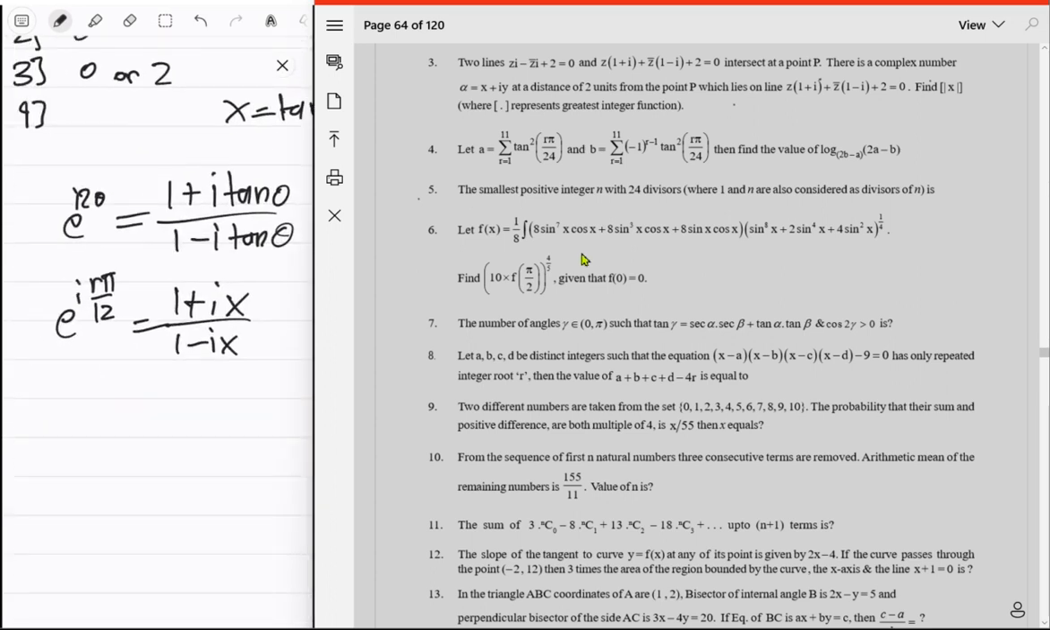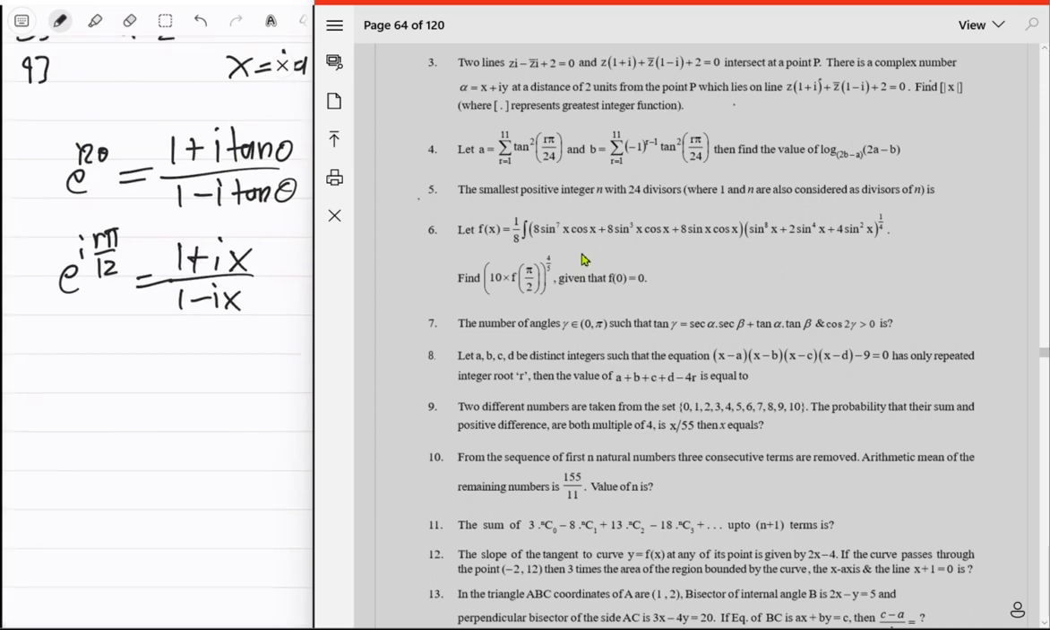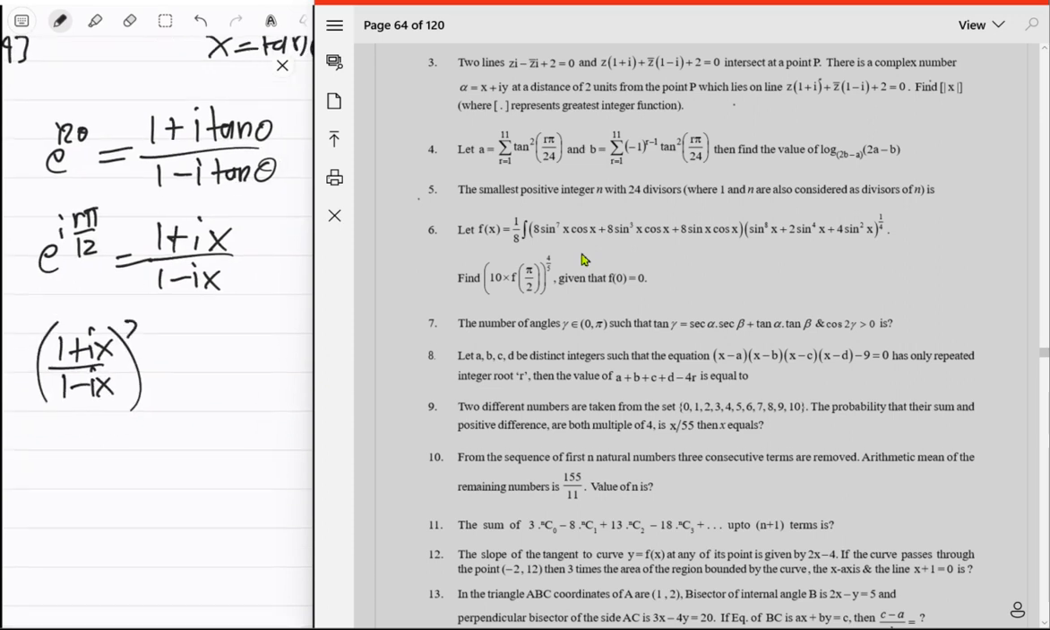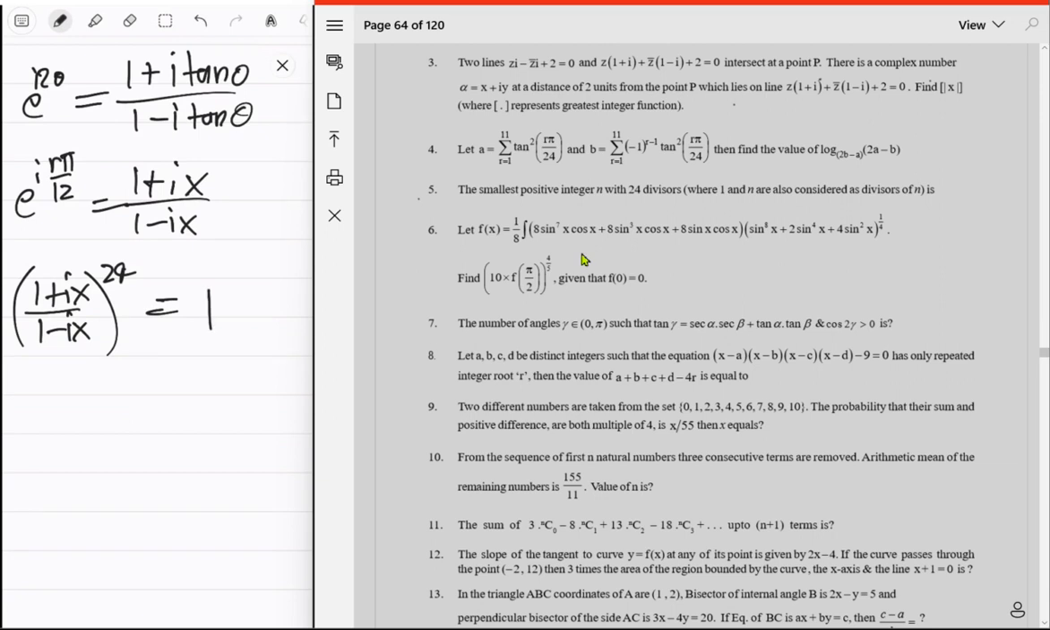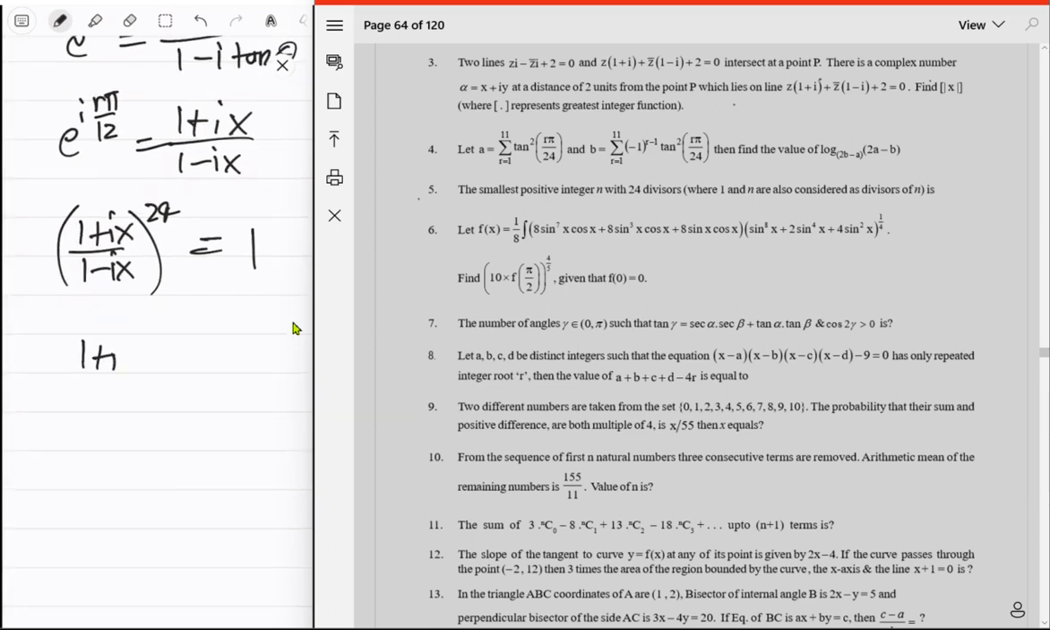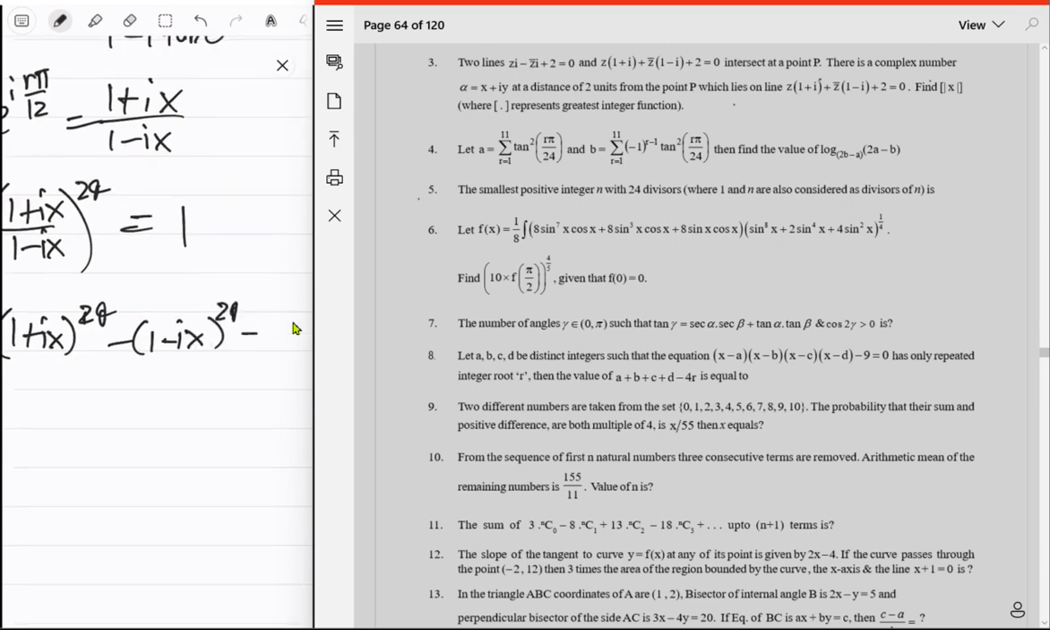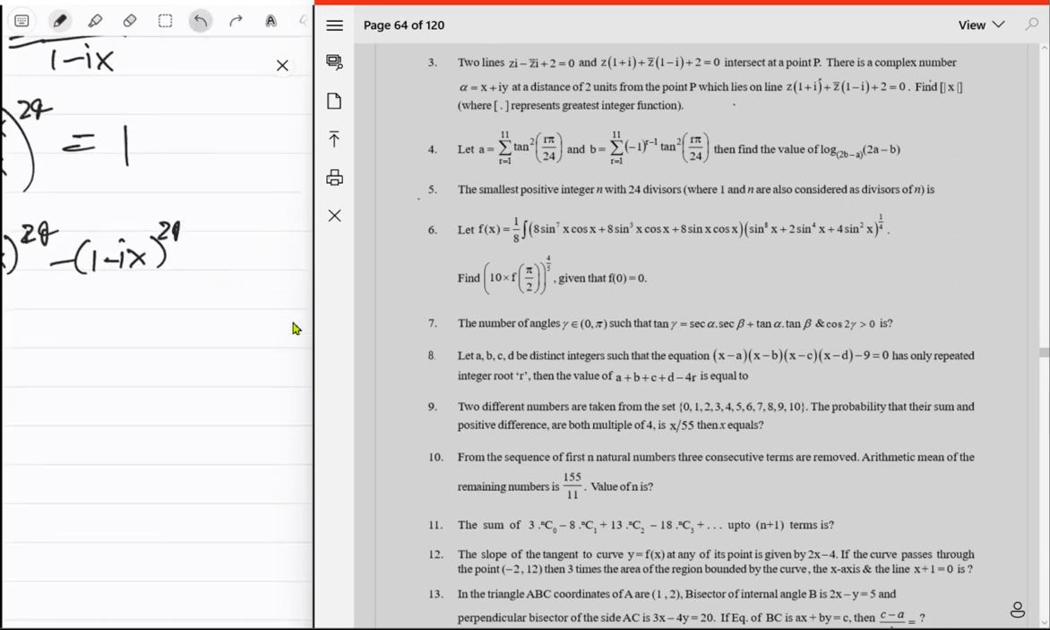So what do we have to do here? What does that mean? That (1 plus ix) upon (1 minus ix) to the power 24 is going to be equal to 1 for every r, I should say. So there will be 11 values of r. Let's see what happens. Just (1 plus ix) to the power 24 minus (1 minus ix) to the power 24, right? This is equal to, oh, it's equal to 0, sorry.